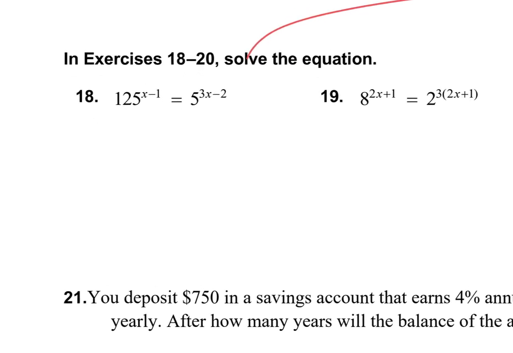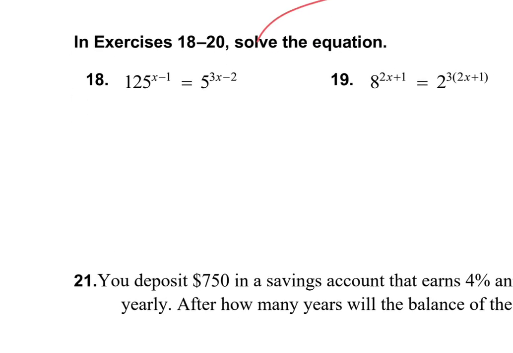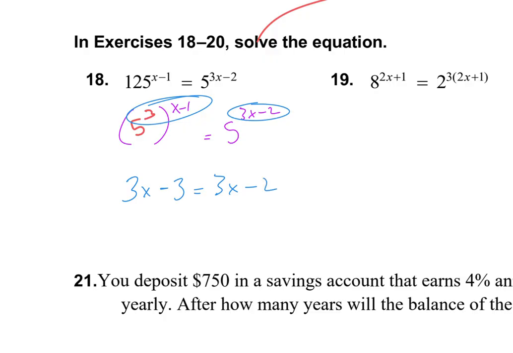Let's check this out. 125 is really 5 to the third power. Let's see, 5 to the third power raised to the x minus 1 power. And then this is just 5 to the 3x minus 2 power. So we are going to multiply those powers, right? So 3x minus 3. When does that equal 3x minus 2? If I subtract 3x from both sides, I get negative 3 equals negative 2. And that never happens because negative 3 doesn't equal negative 2.